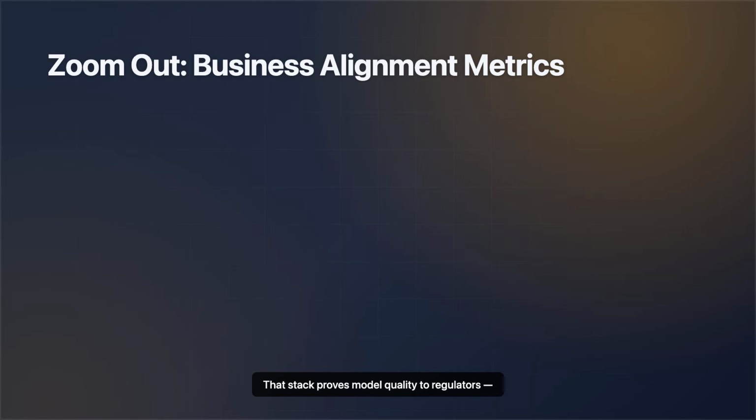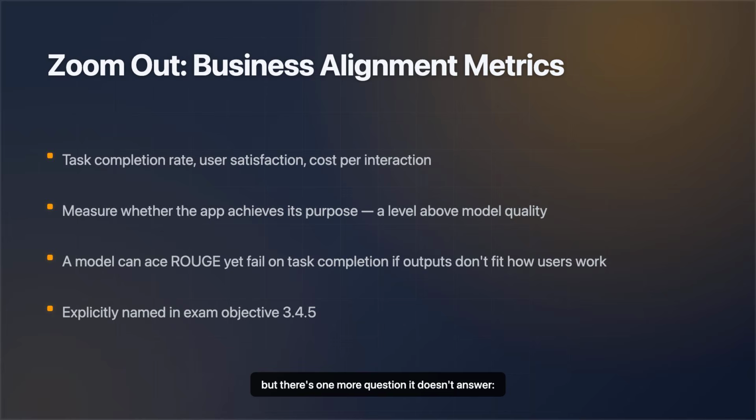That stack proves model quality to regulators, but there's one more question it doesn't answer. Is the application actually doing its job for the business? That's what business alignment metrics measure, things like task completion rate, user satisfaction, and cost per interaction. These are the numbers a product manager or clinical director actually tracks week to week, sitting a level above model quality scores entirely. And that gap matters.